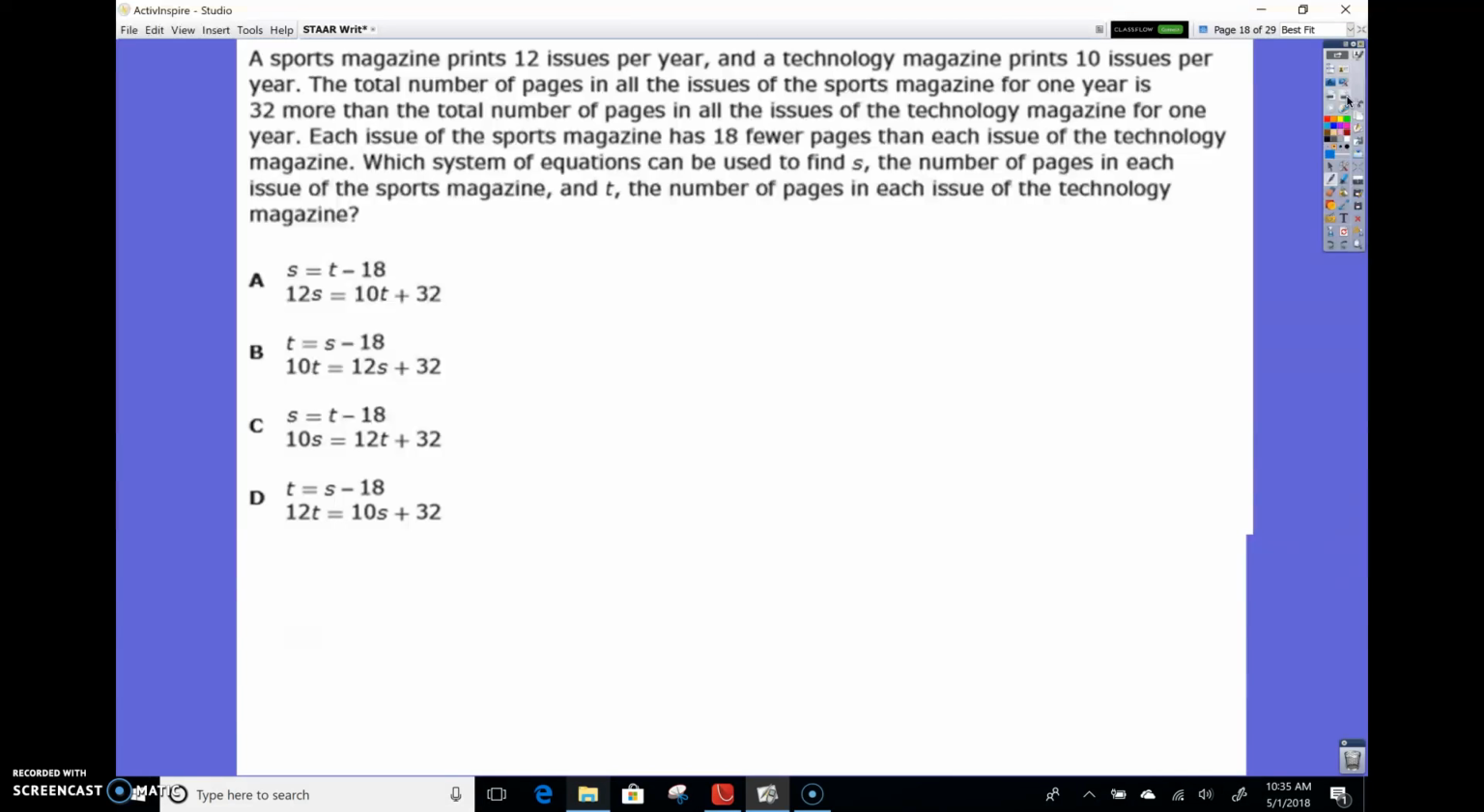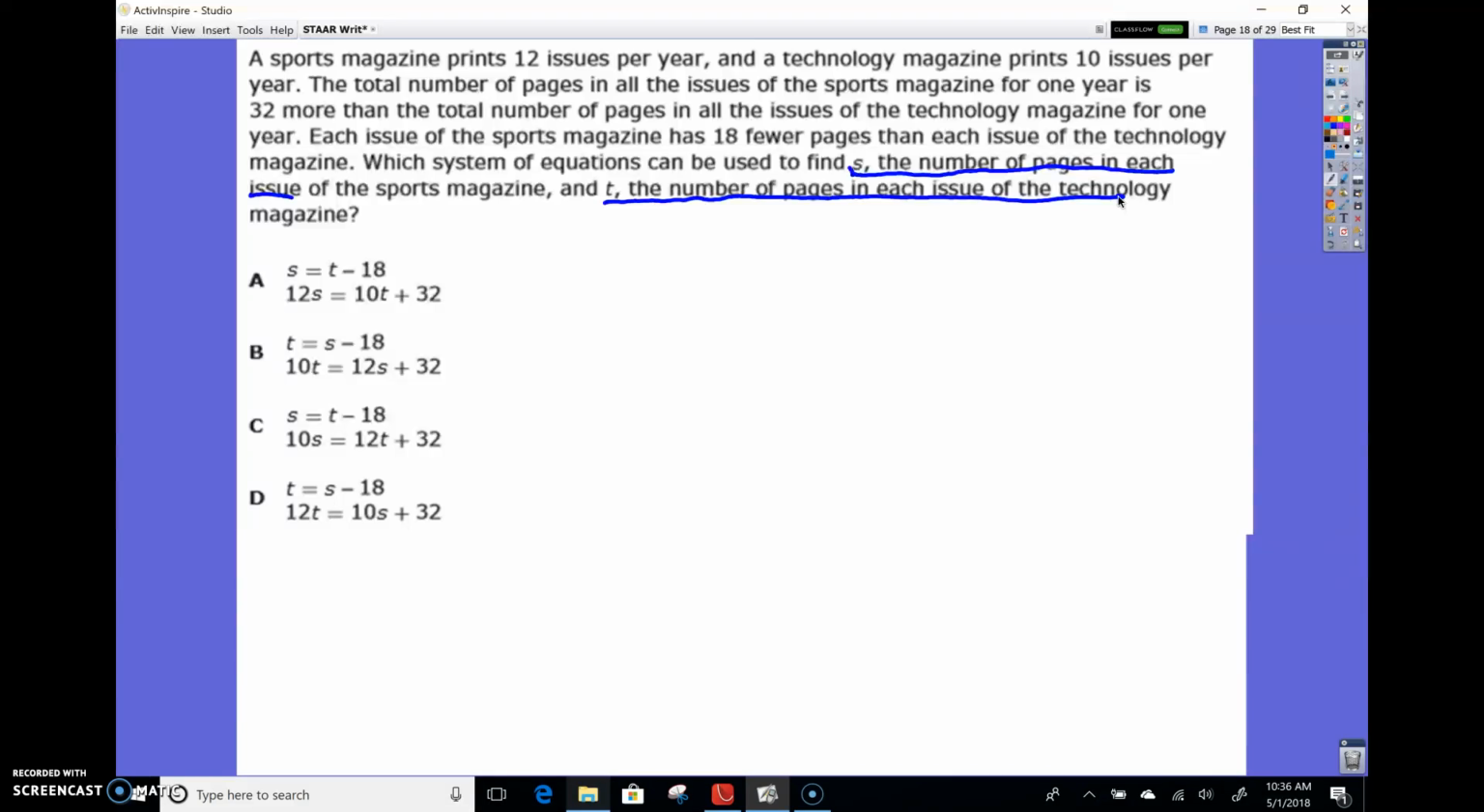Okay, a sports magazine prints 12 issues per year, and the technology magazine prints 10 issues per year. The total number of pages in all the issues of the sports magazine for 1 year is 32 more than the total number of pages in all the issues of the technology magazine for 1 year. Each issue of the sports magazine has 18 fewer pages than each issue of the technology magazine. Which system of equations do you use? S is the number of pages in each sports issue, and T is the number of pages of the technology.